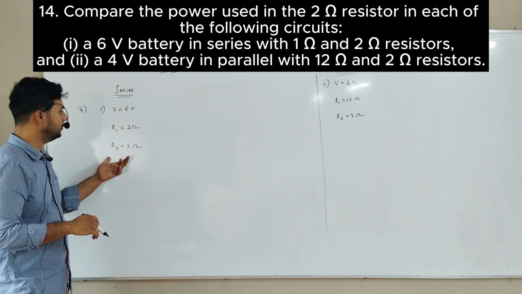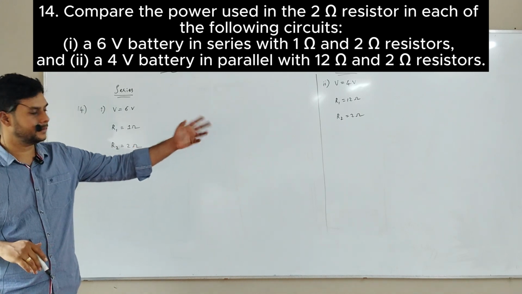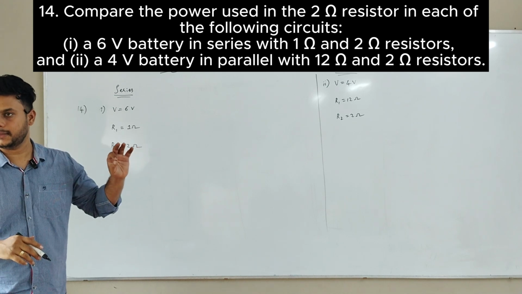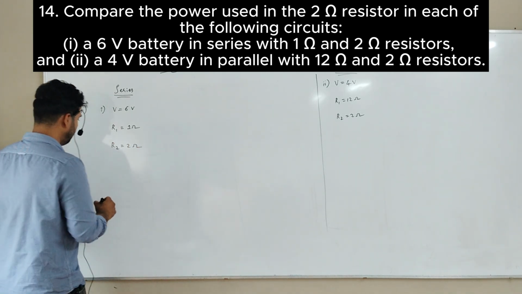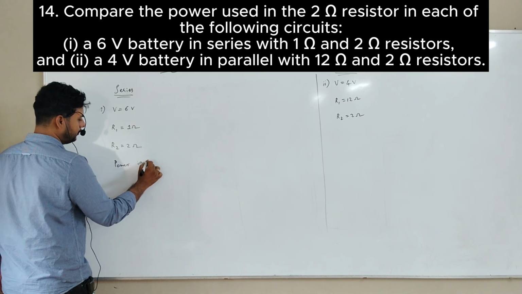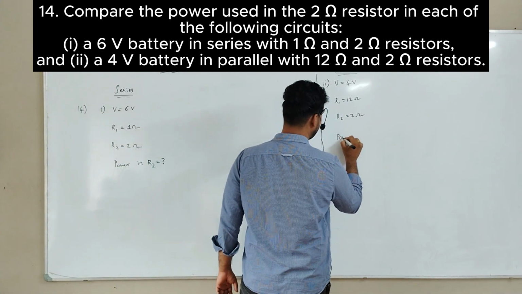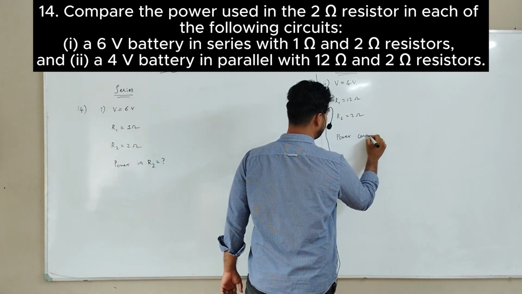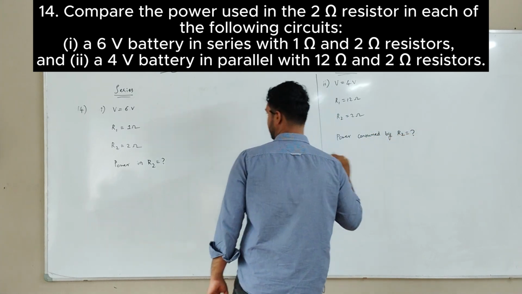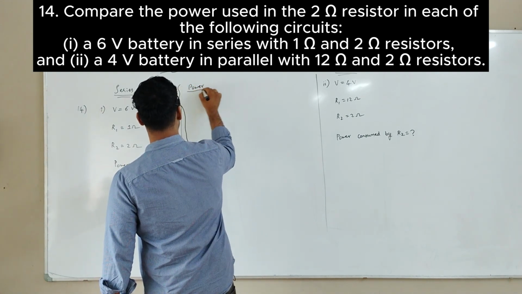So R1, R2 is given. How much power is consumed by this resistance? How much power is consumed by that resistance? I should find it in R2 only, the 2 ohm. So I should find power in R2 is equal to question mark here. Here also power consumed by R2 is equal to question mark. First, let's think about power now. We will think more about this power concept.